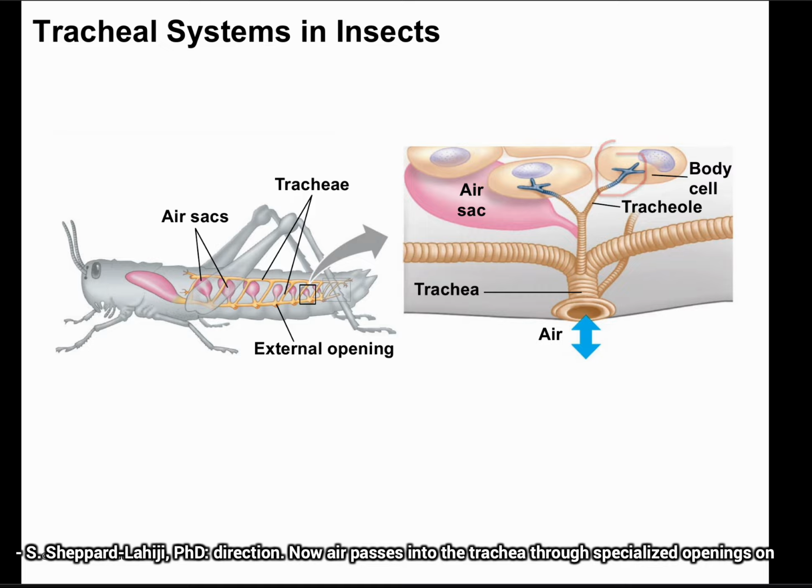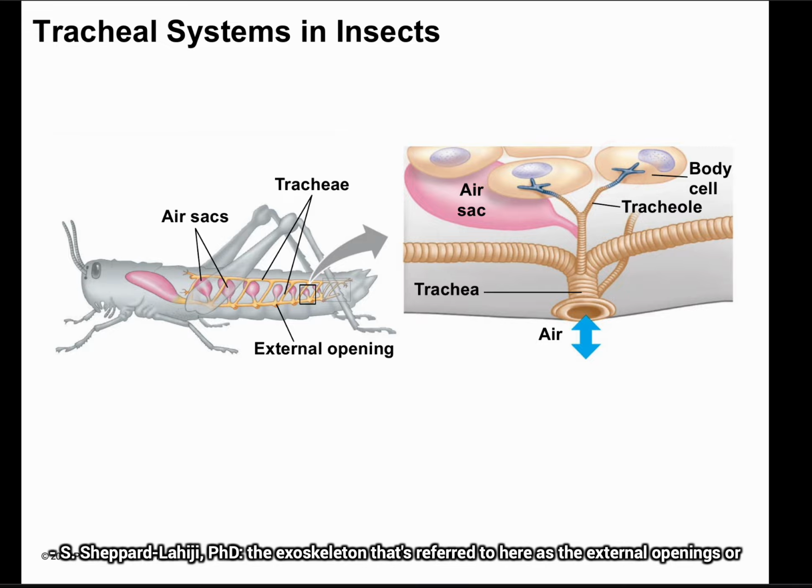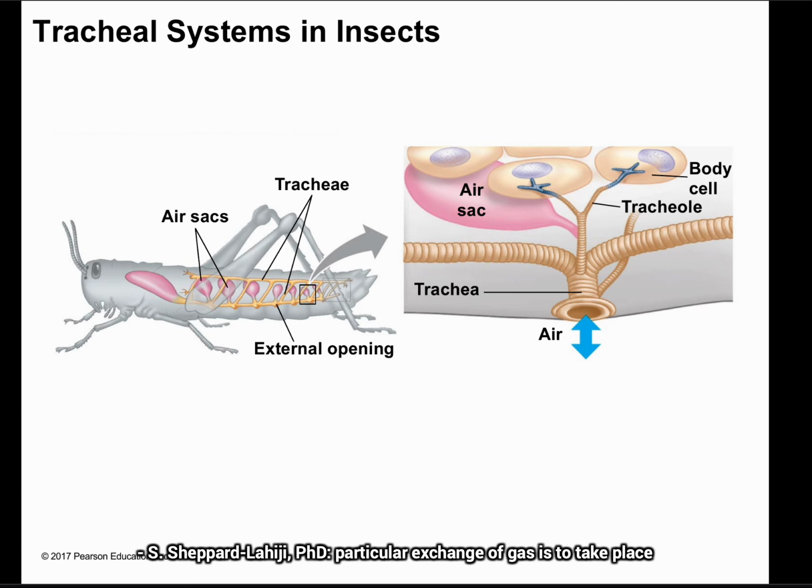Now, air passes into the trachea through specialized openings on the exoskeleton. That's referred to here as the external openings, or spiracles, which are the scientific term for that. Now, due to the direct interaction of the tracheoles with the body cells, the grasshopper is not going to depend on the open circulatory system in order for this particular exchange of gases to take place.